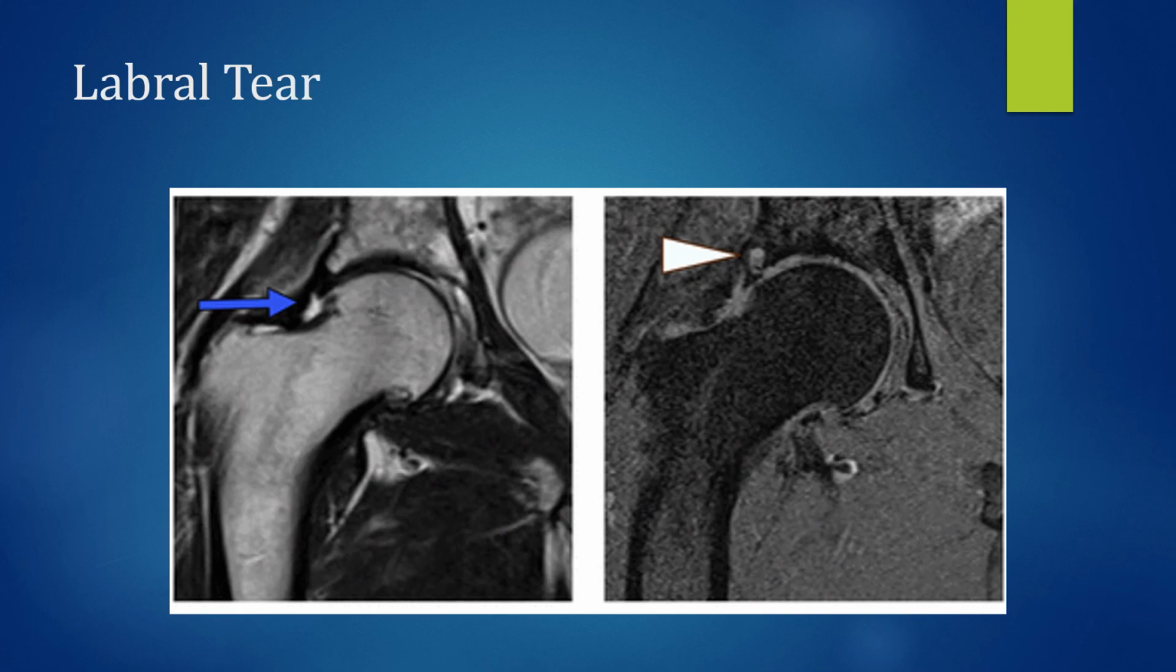These are T1 and T2 weighted MRIs of the same patient. Notice how on the left T1 image there is superior cartilage thinning as well as a labral tear, which is indicated by the blue arrow. When we look at the right T2 image, we can see an acetabular subchondral cyst, which is indicated by the arrowhead lying adjacent to the labral tear.